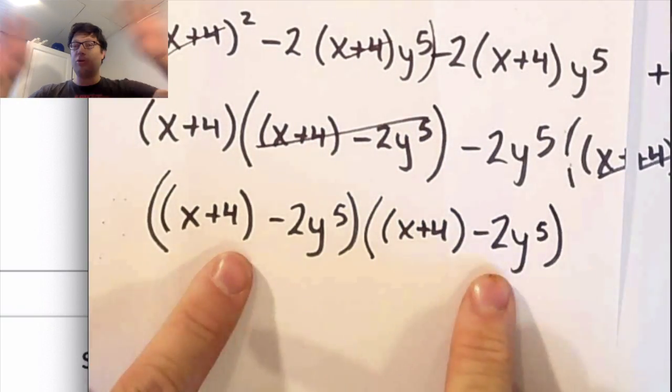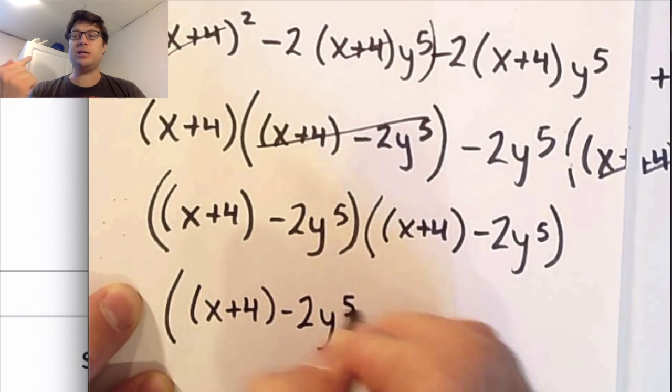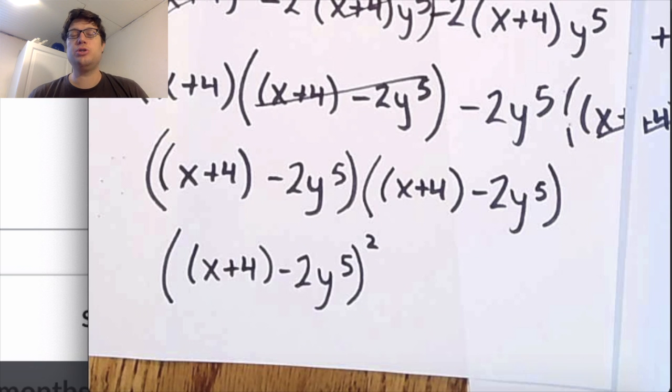And then after you remove it and you look at what's left, we actually have our second factor group, which is x plus 4 minus 2y to the fifth. That's exactly the same thing that was written before. So squared.